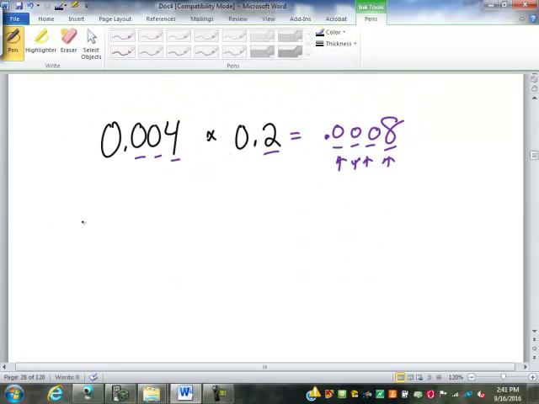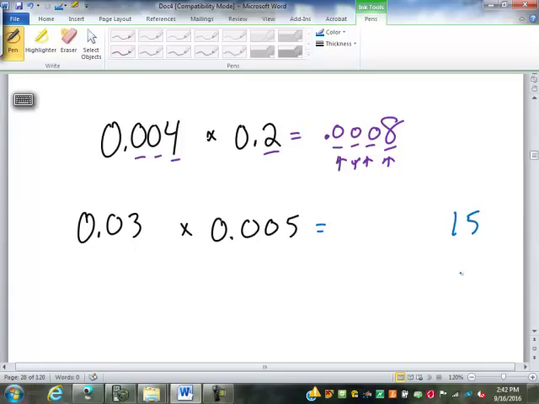So if I were to estimate 0.03 times 0.005, 3 times 5 is 15. How many total decimal places do I need? I need 3 more zeros, right? To make it 5 total decimal places. 1, 2, 3, 4, 5. Perfect.